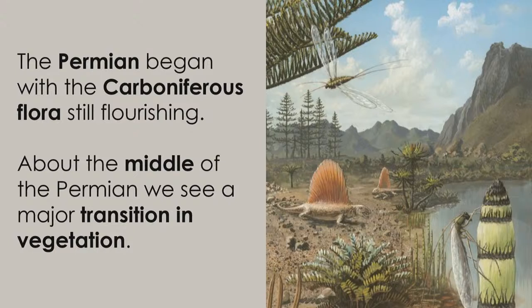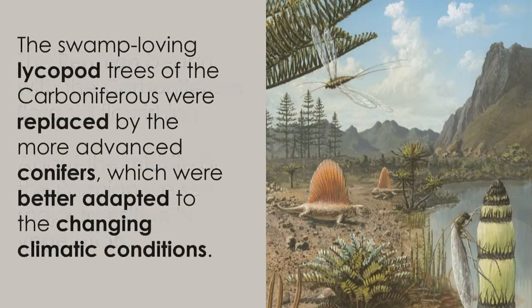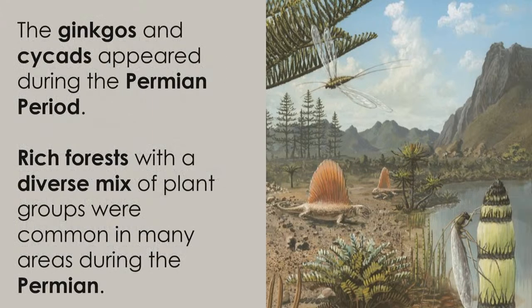About the middle of the Permian, we see that major transition in vegetation. Those swamp-loving lycopod trees of the Carboniferous were replaced by the conifers, which were better adapted to these changing climate conditions. The ginkgos and cycads appear during the Permian period. Rich forests with a diverse mix of plant groups are common in many areas during the Permian.